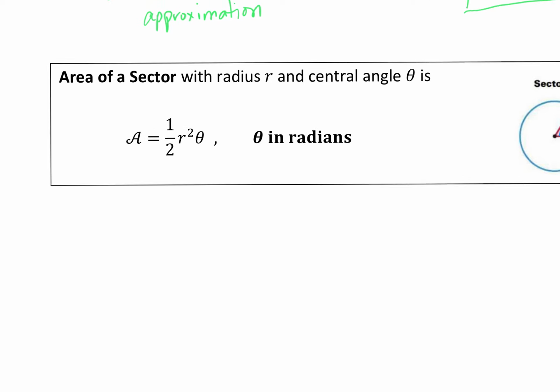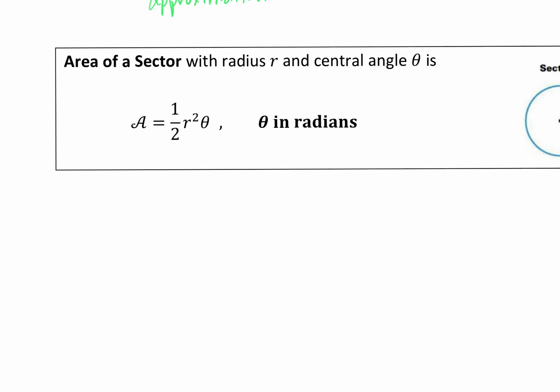Again, when we use the formula for the area of a sector, we have to remember theta is in radians. The area of a sector is similar to the area of a triangle. Triangle is 1/2 base times height. In this case, because our wedge is rounded where the arc length is, it's going to be 1/2 radius squared times theta.